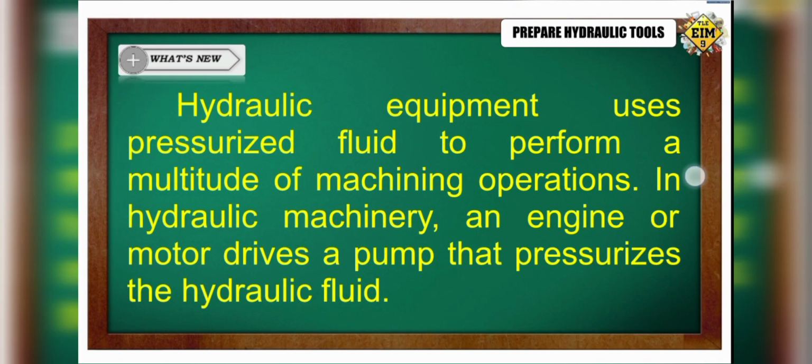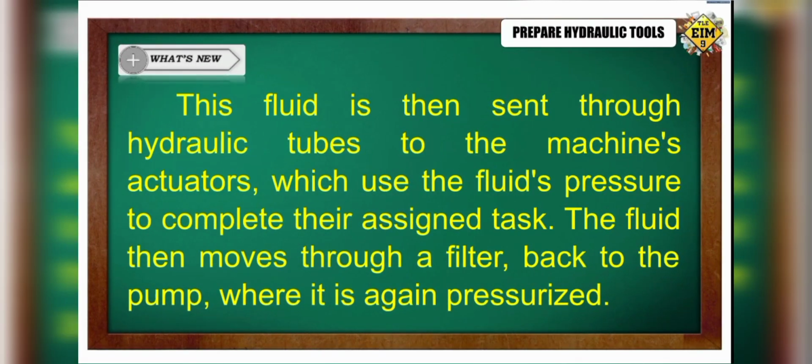Okay, for our lesson proper, hydraulic equipment uses pressurized fluid to perform a multitude of machinery operations. In hydraulic machinery, an engine or motor drives a pump that pressurizes the hydraulic fluid. This fluid is then sent through hydraulic tubes to the machine actuator, which uses fluid pressure to complete its assigned task. The fluid then moves through a filter back to the pump where it's again pressurized.